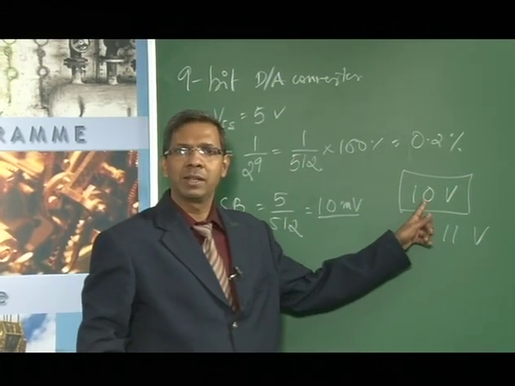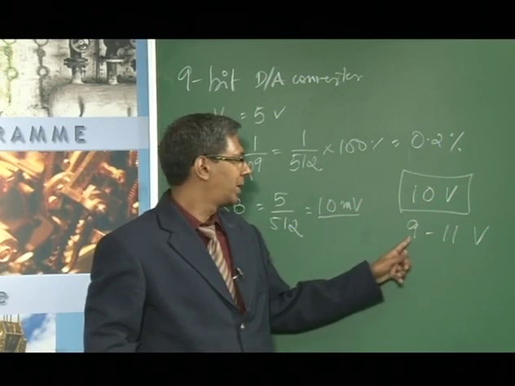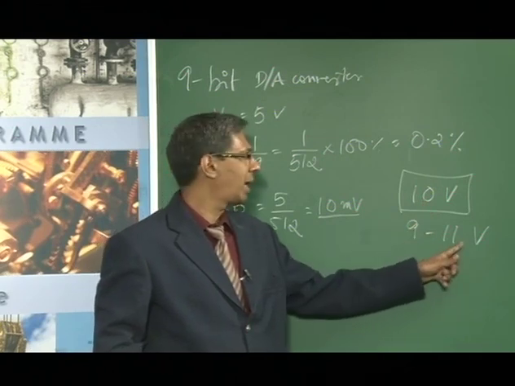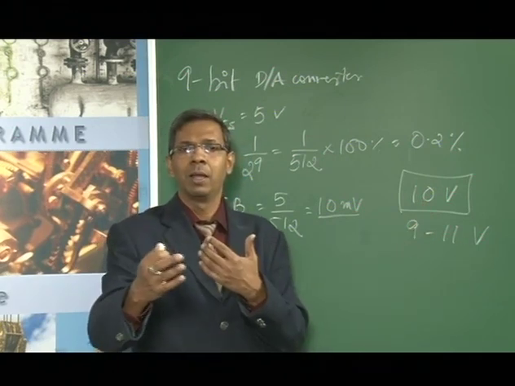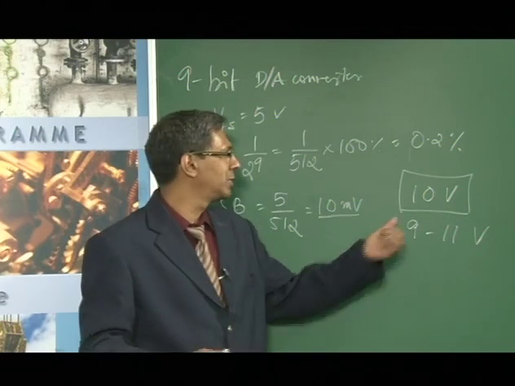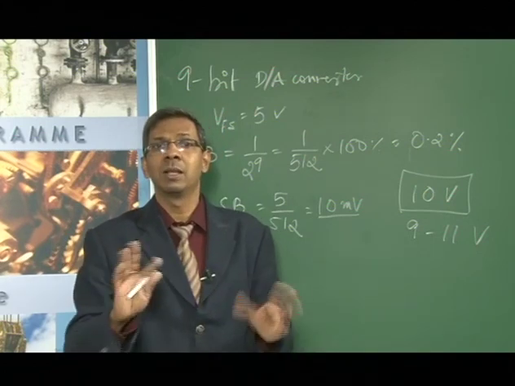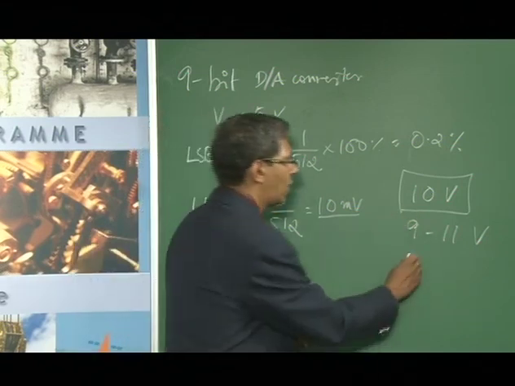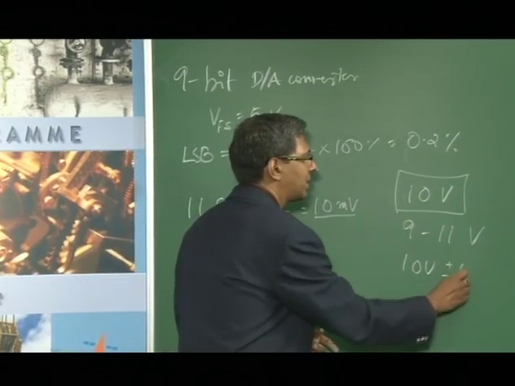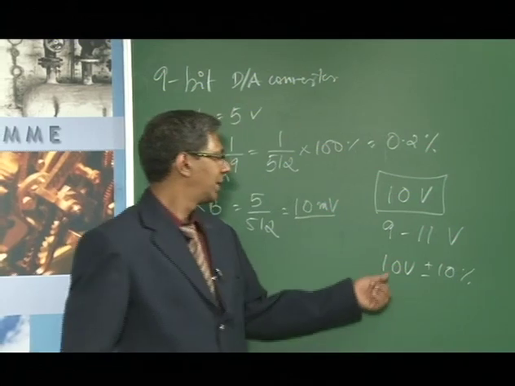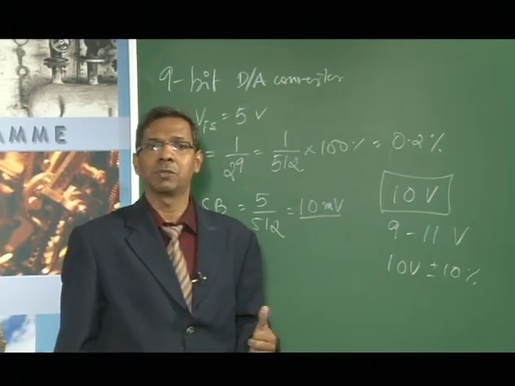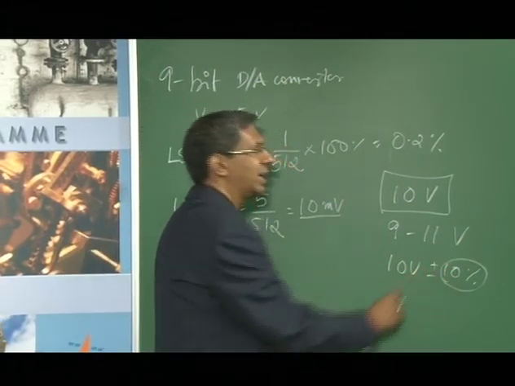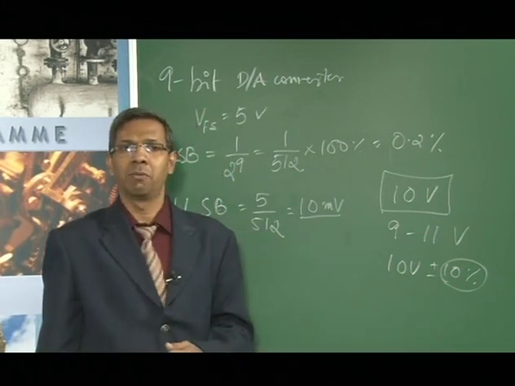I should have been giving 10 volts as an analog output, but either I am giving 9 or I am giving 11 or in this range. So the maximum accuracy that I can get is only 10% because it is plus or minus 10%. So the actual output is 10 volts plus or minus 10%. That means 10 plus 1 or 10 minus 1. So this 10% becomes the accuracy of my D to A converter.